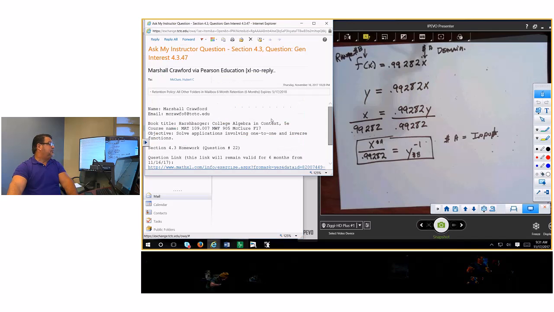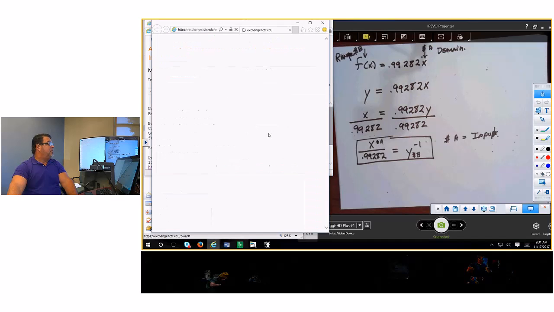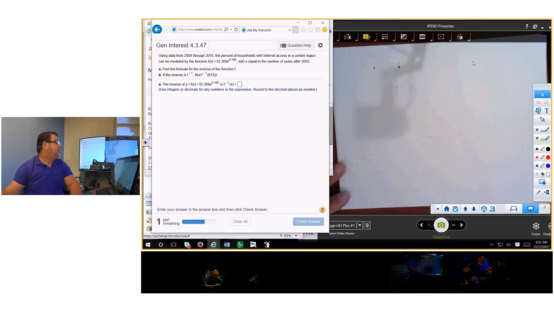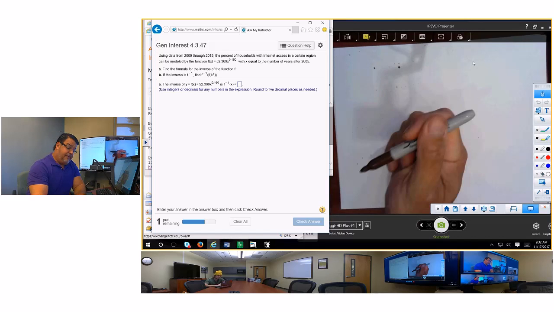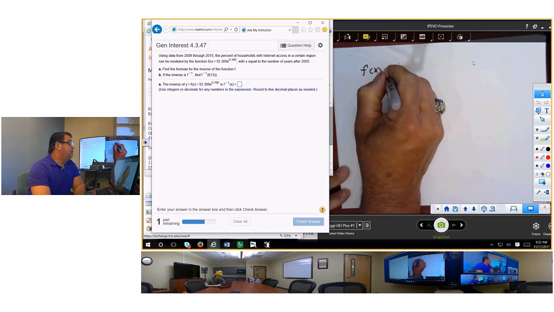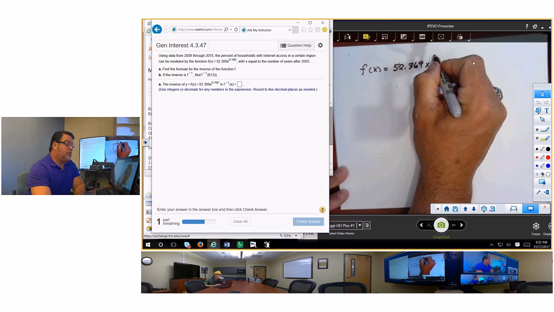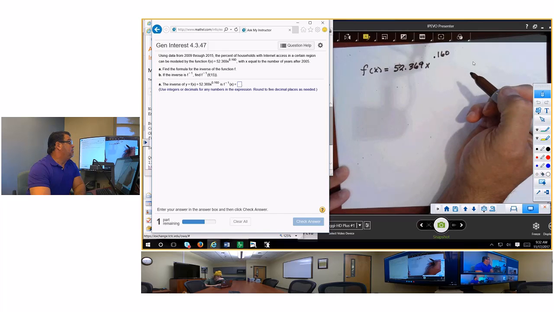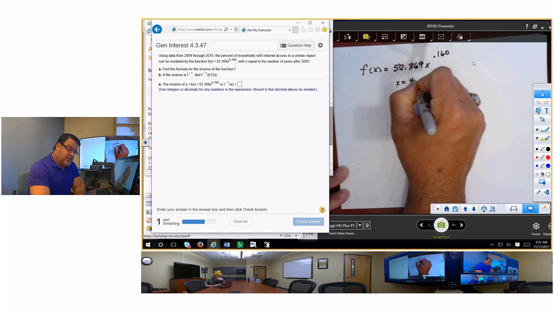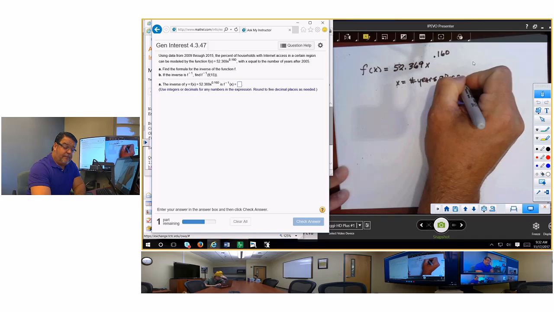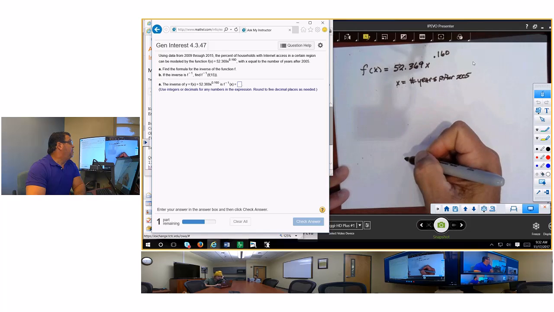All right, 4.3, 47/22. 47 in the book, 22 online. Same type question. All right, so let's look at this one. Using data from 2009 to 2015, the percent of households with internet access in a certain region can be modeled by the function f of x is equal to 52.369 x to the 0.160 power, with x equal to the number of years after 2005. Find the formula for the inverse function.